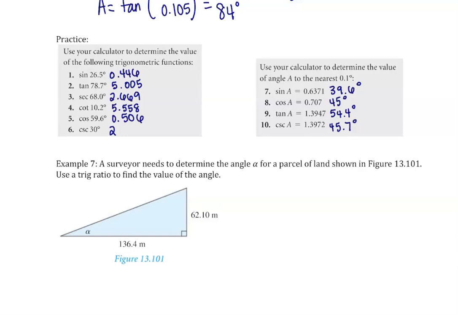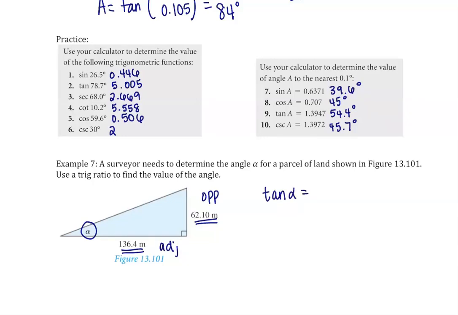But the reason that we need to be able to do these trig functions, both evaluating for an angle and finding the angle that has a particular trig ratio value, would be looking at a problem like this, example 7. Maybe the surveyor needs to find the angle for this parcel of land. And so what we need to do is think about this angle and think about the two sides that we know. From this angle, we have the opposite and the adjacent side. So the trig function that relates opposite to adjacent is tangent.